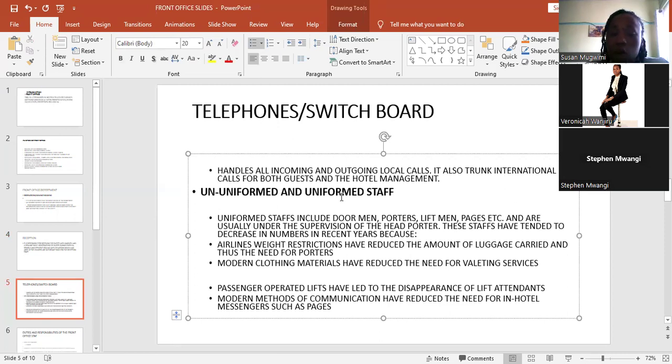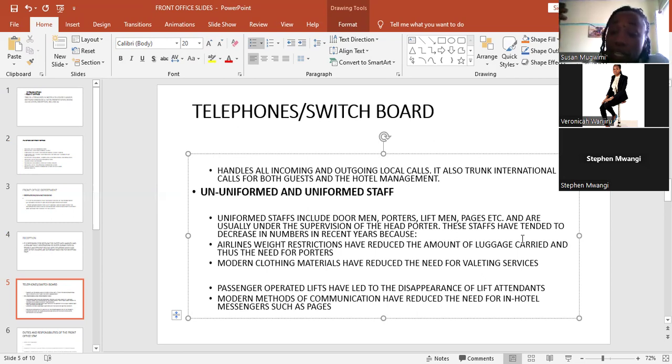And we have two categories, that is the uniformed staff and also non-uniformed staff. So I'm just going to summarize what you are seeing on the screen, and I'm going to look at the uniformed staff. For the uniformed staff, the first one is the doorman. The doorman is the first person who interacts with the guests, who welcomes the guests from the gates.